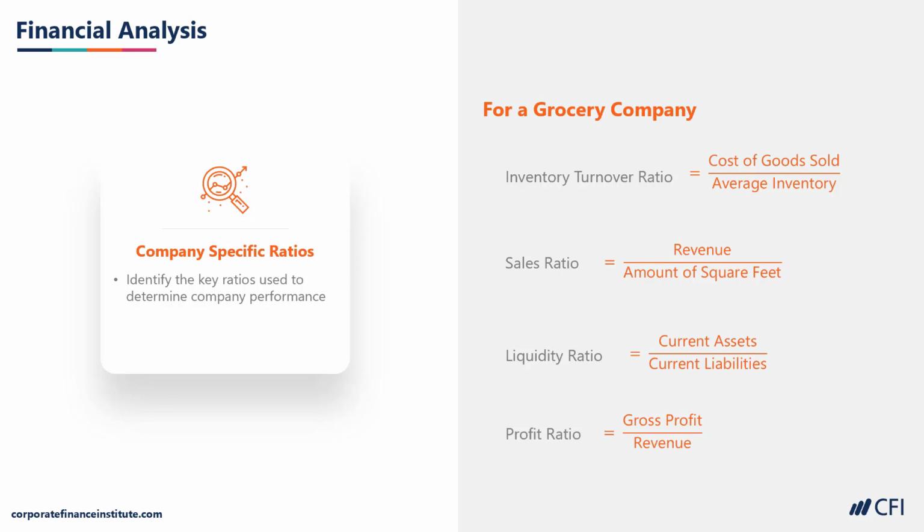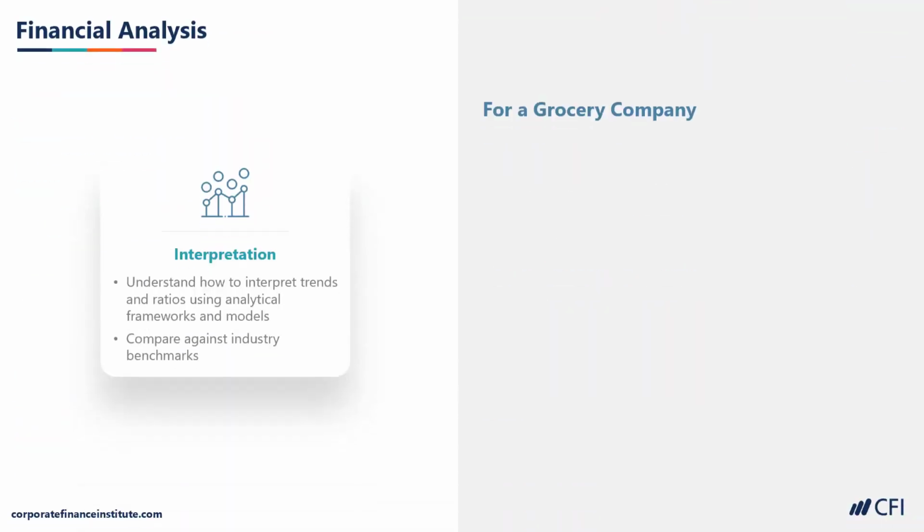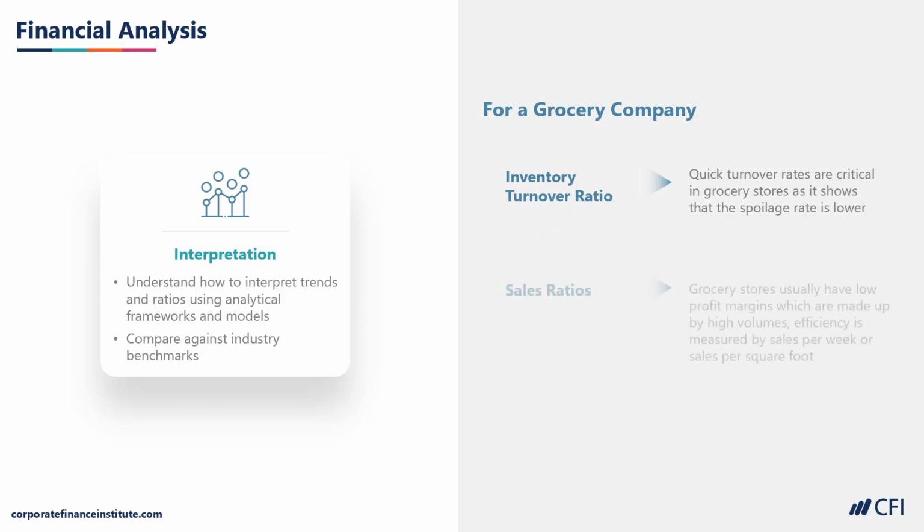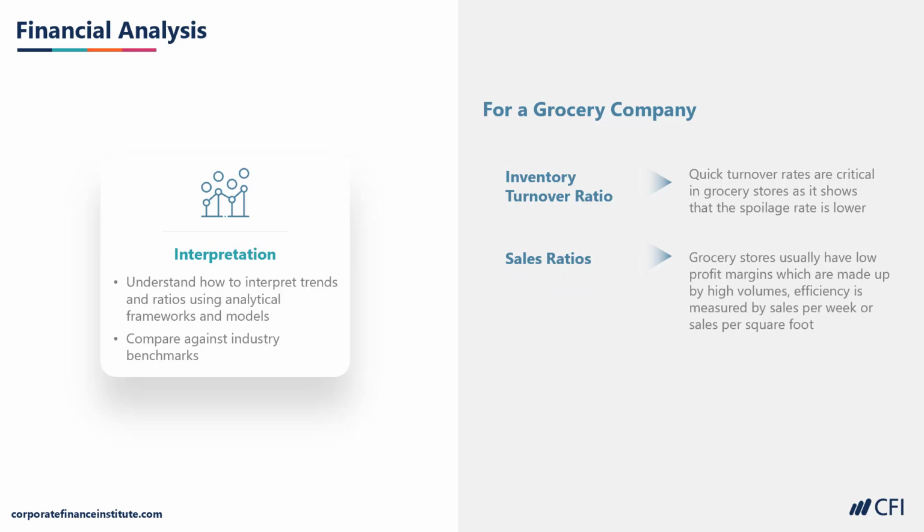All of these will be covered in much more detail in later courses in the Credit Analyst program. Let's take a look at how we would interpret the ratios we were just looking at. For inventory turnover, it's important that a grocery business has very quickly moving inventory so that food doesn't go bad. When it comes to sales ratios, since grocery stores have low margins, they need to have high volumes. So being efficient, meaning selling more revenue per square foot, is very important.